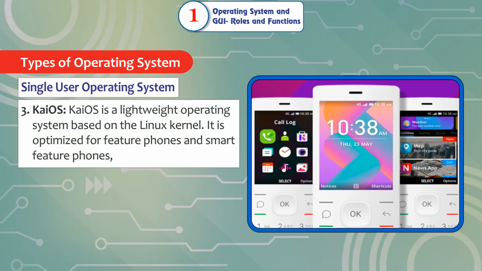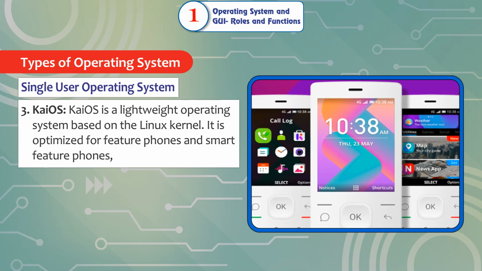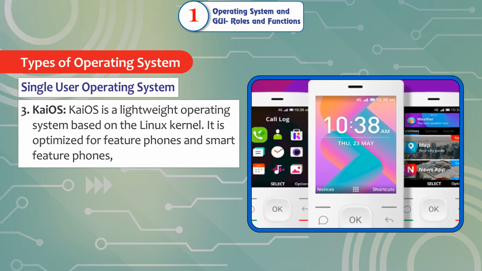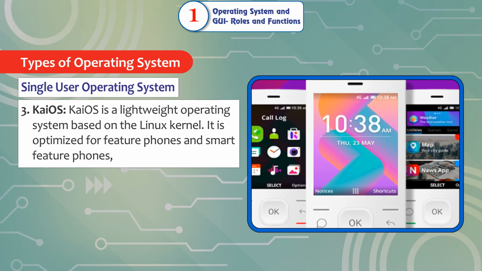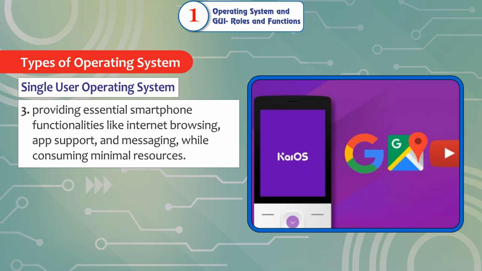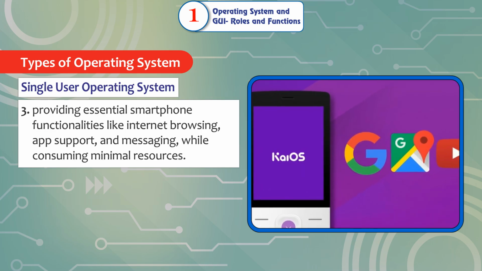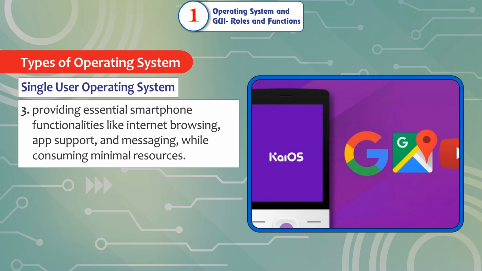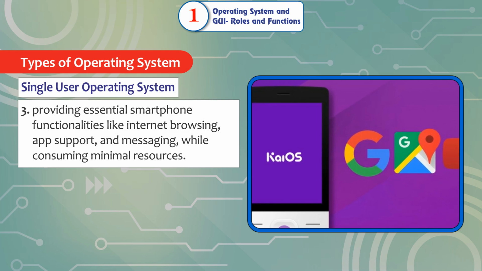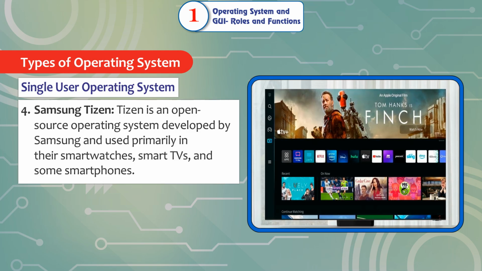3. KaiOS. KaiOS is a lightweight operating system based on the Linux kernel. It is optimized for feature phones and smart feature phones, providing essential smartphone functionalities like internet browsing, app support, and messaging while consuming minimal resources.